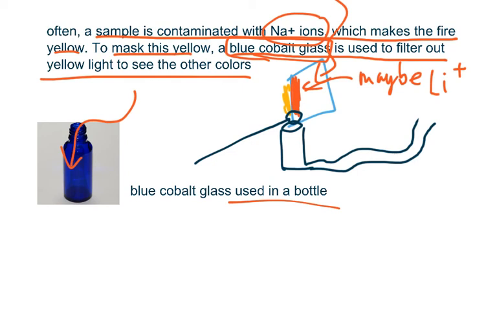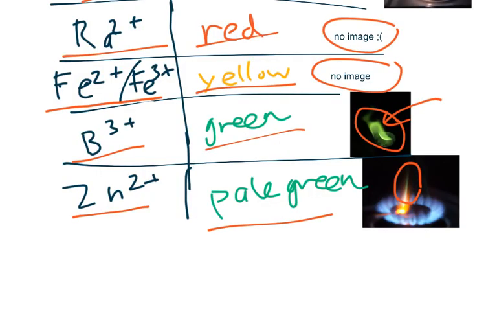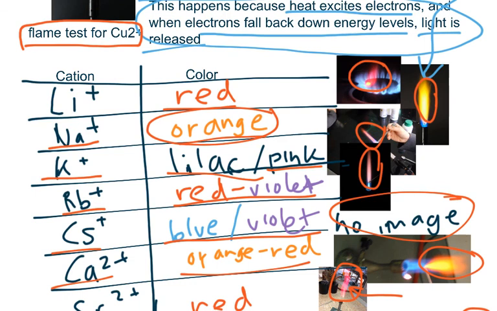And maybe your flame might at first look really yellow because of these sodium ions. But once you put the cobalt glass over it, you can see that it turns red, and maybe it's red because the salt is lithium plus. So I wanted to clarify one thing. Sodium plus is orange, but people usually see it as yellow as well. So that's why in the image you see that it's really yellow.